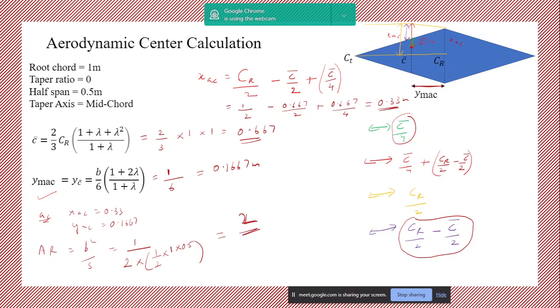How we calculate the aerodynamic center? Yeah, sure. Just let me know when you're done, okay? So the only tricky part about this is the XAC. I think that is clear now. We'll just try another problem.